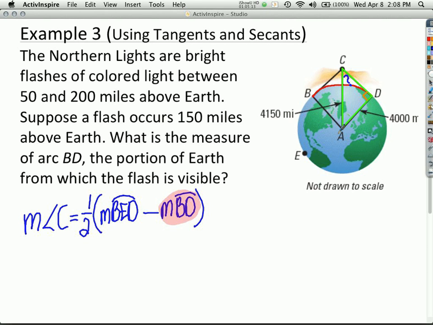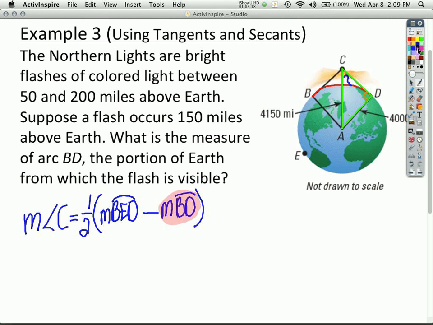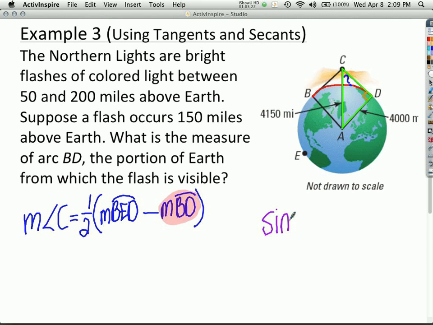Alicia? Sine. So, we can find this angle by doing the sine, and we'll just temporarily call that angle x. The sine of x is going to be the opposite, 4,000, over the hypotenuse, 4,150. Now, we don't use the sine function on the calculator. We need to use the inverse sine. We use the sine when we have the angle. We use the inverse sine when we have the results.